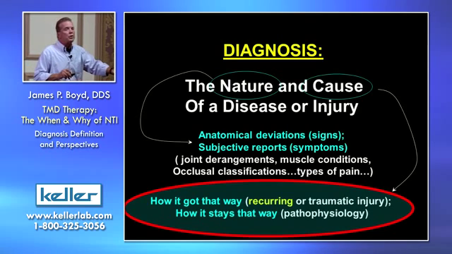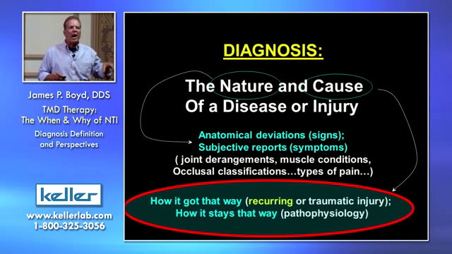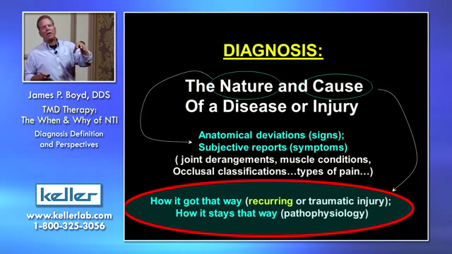I have parafunctional control all the time. So how it got that way is long since past. But if I'm going to clench every night and go to the side and squeeze, that's how it stays that way if I'm symptomatic. So we've got to know both things. What the patient has become, their complaints, how it got that way and how it stays that way. If you can imagine how it got that way or how it's staying that way.